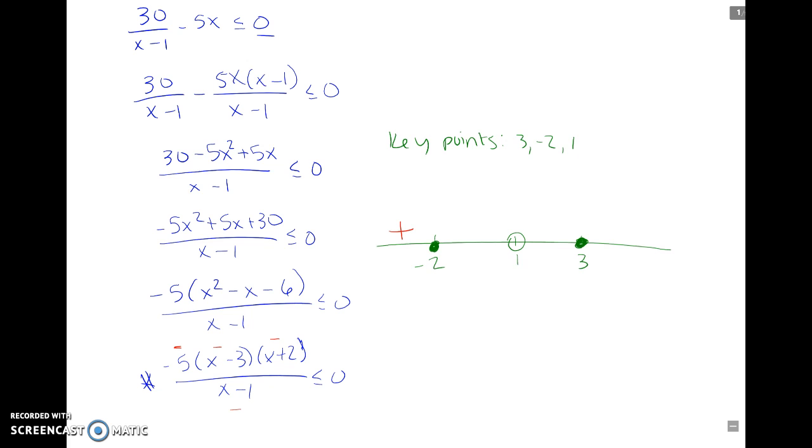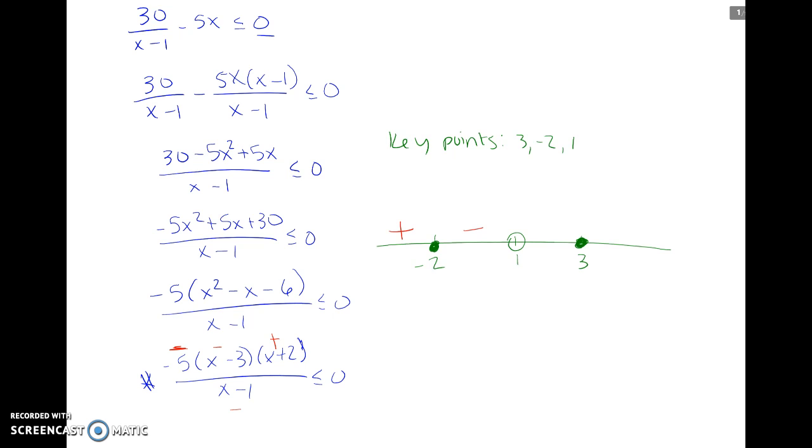Now I want to move on, look at something in between negative 2 and 1, so I'm going to pick 0. Again, this one is always going to be a negative no matter what we plug in. 0 minus 3 is negative, 0 plus 2 turns into positive, and 0 minus 1 is negative. So now I have 1, 2, 3 negatives, which gives this section a negative.